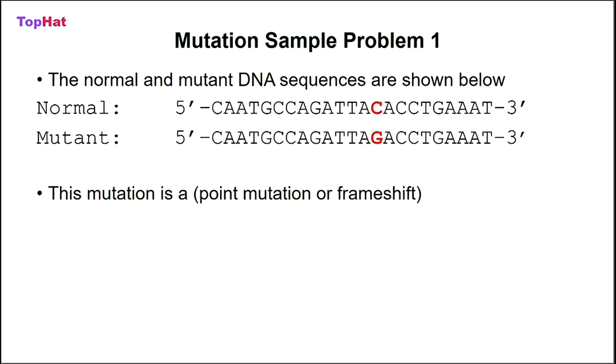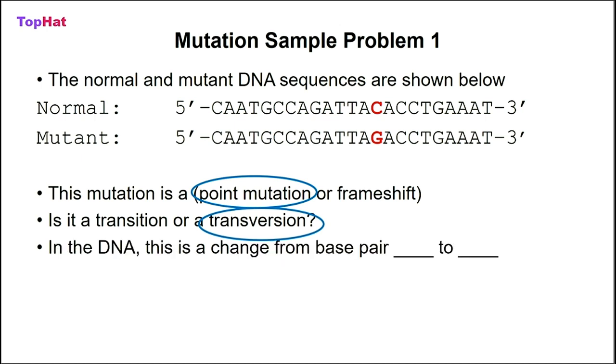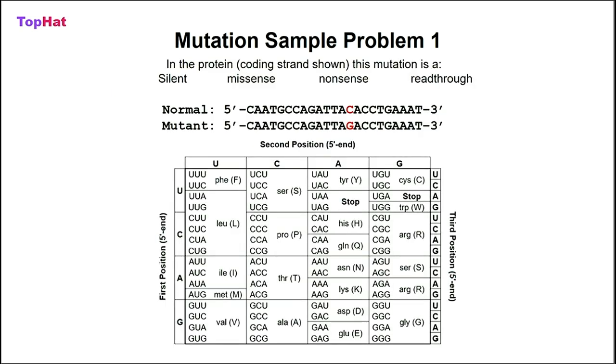So it's a change in a single base, so this is a point mutation. Is it a transition or a transversion? Well, we're going from a C to a G, so that would be a transversion. This is a change from a CG base pair to a GC base pair. And then here in the protein, this would be a nonsense mutation because we changed from a UAC codon to a UAG codon.